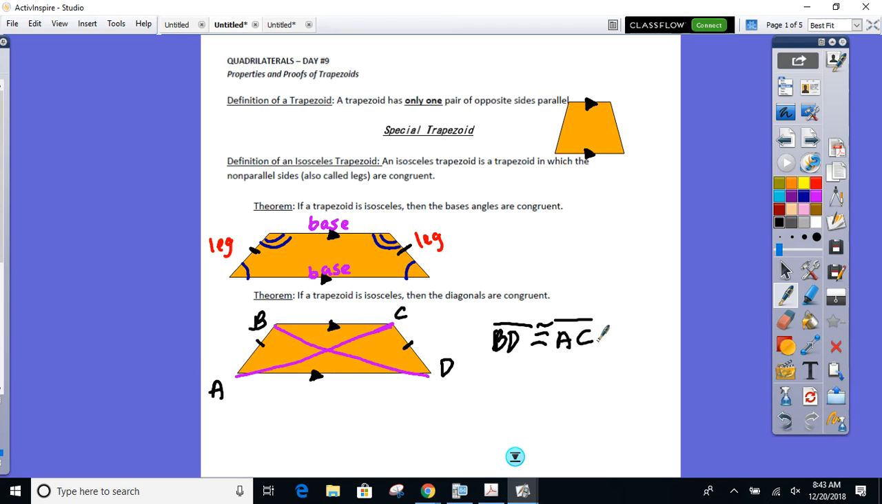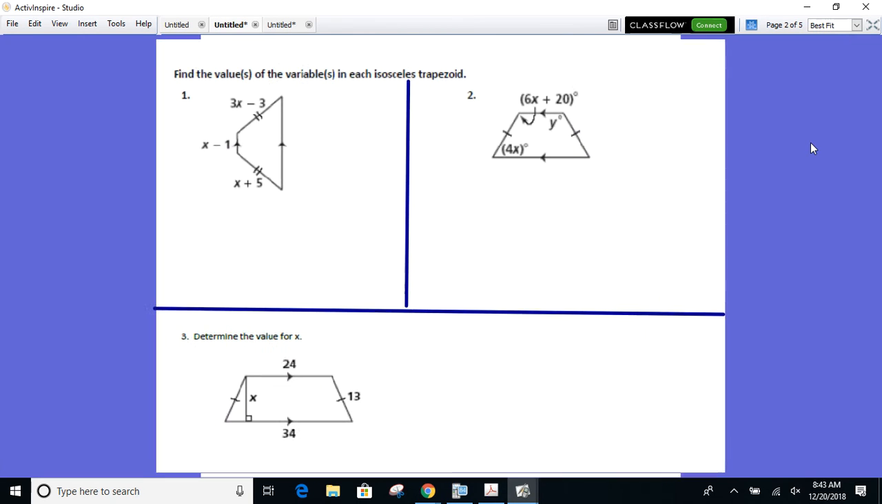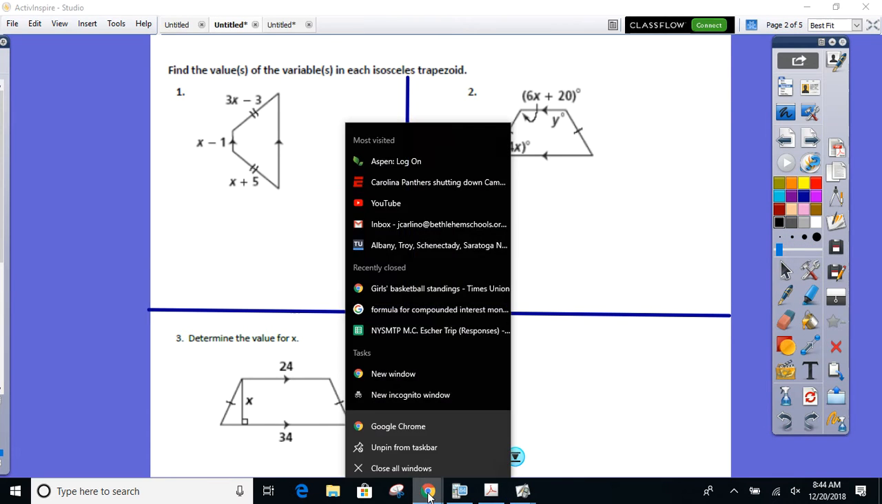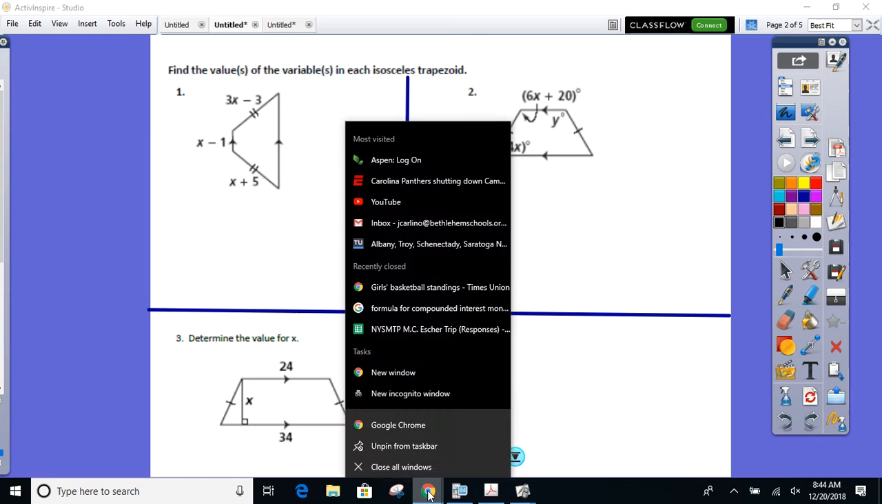Okay, here we go. Couple algebra, couple proofs. Find the value of the variables in each isosceles trapezoid. Number one, not too bad. I threw an extra side length in there for you just to see if it would mess with you or not. One equation you can set up right now to solve for x. One equation.